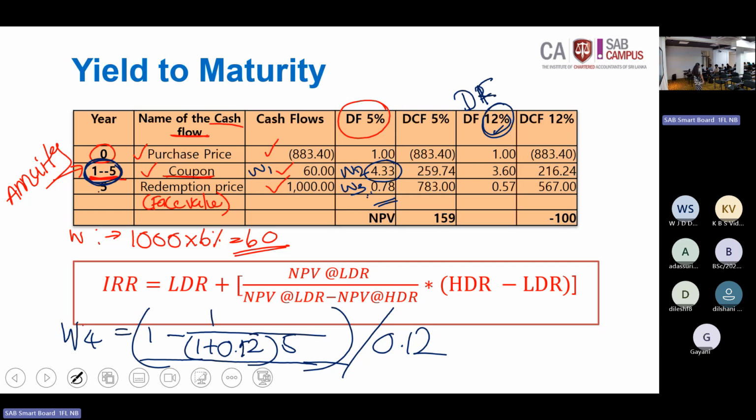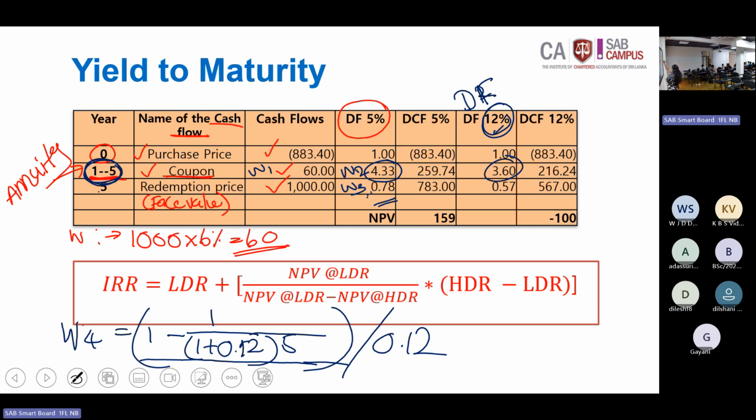If you are practicing these things in class, you can get the idea regarding annuities. This is practice. Otherwise, you can't do business finance. You have to do the calculations. Otherwise, at the end of the course, you will be in trouble. Right, so the annuity factor is 3.6.